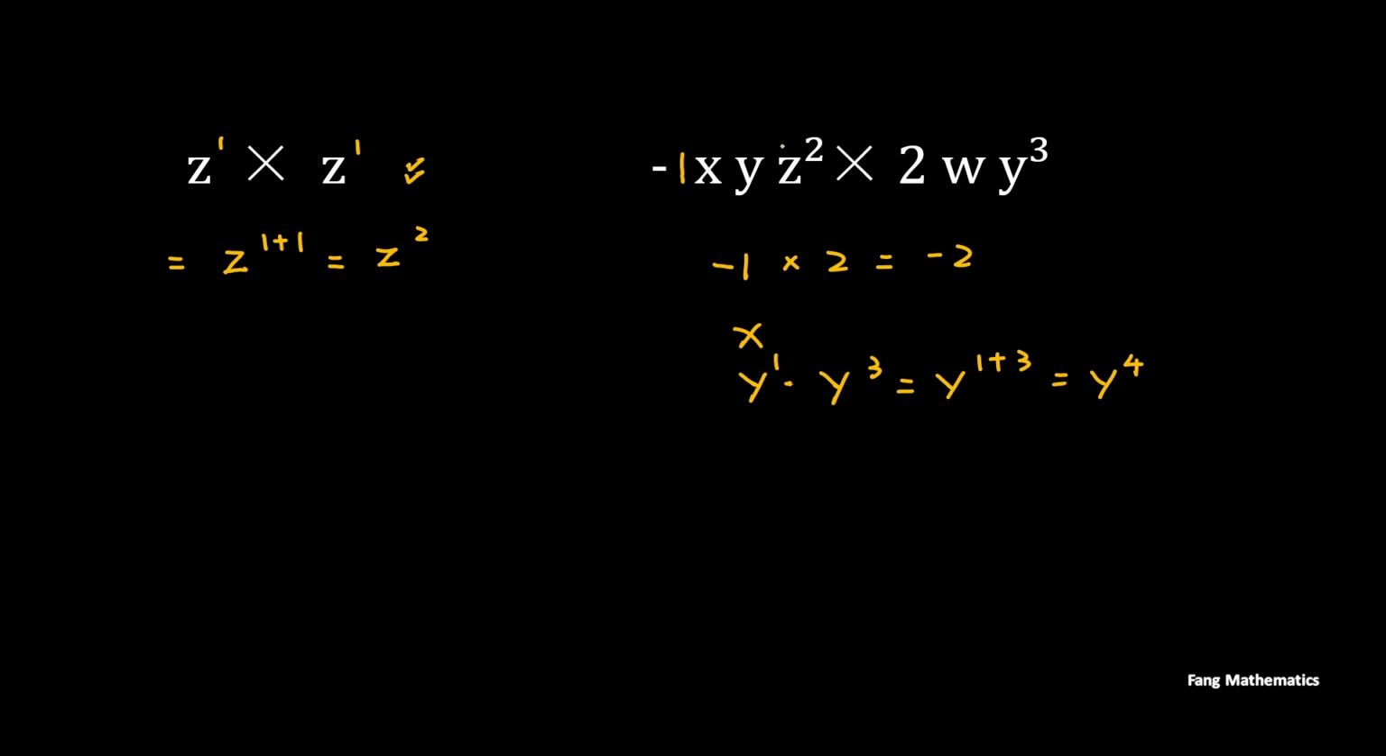And look at the z component. You have z squared, and there is no z component in your second term, so leave your answer as z squared. And don't forget you have w in your second term, so w. Let's combine the parts we have. So minus 2 x y to the power of 4 z squared w.